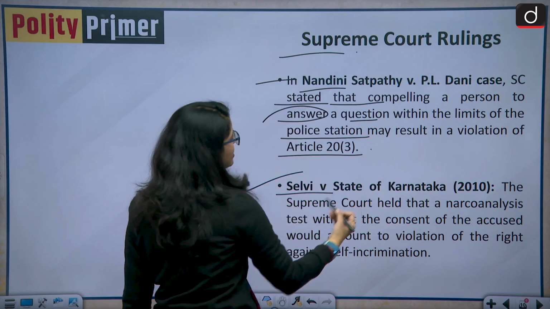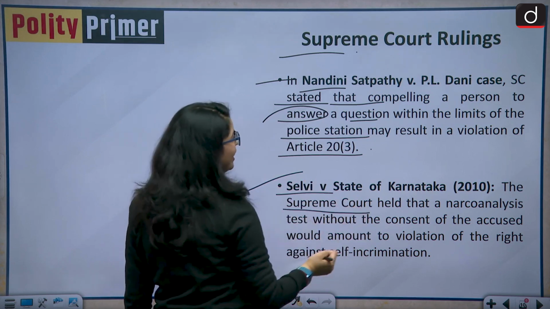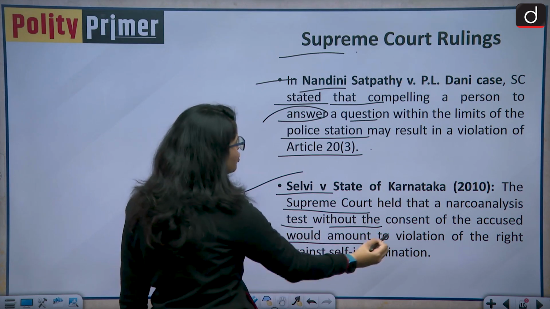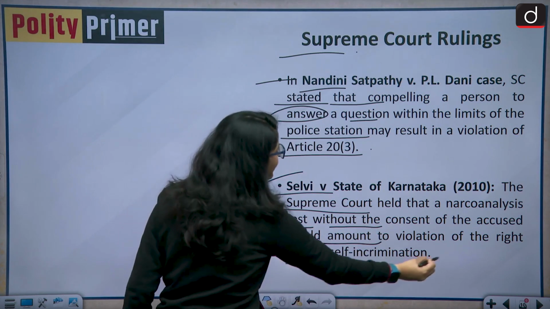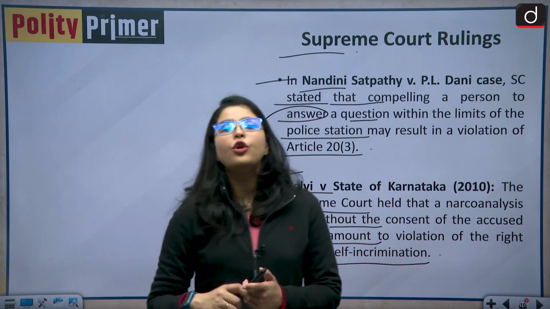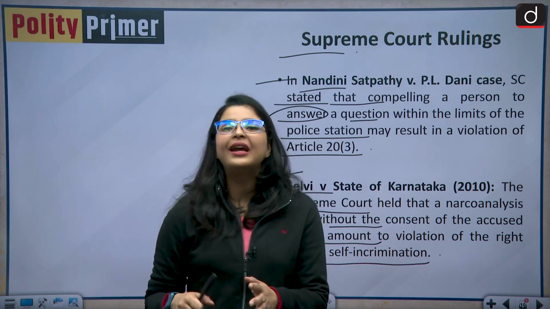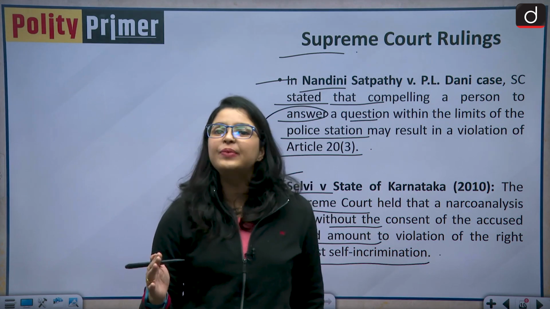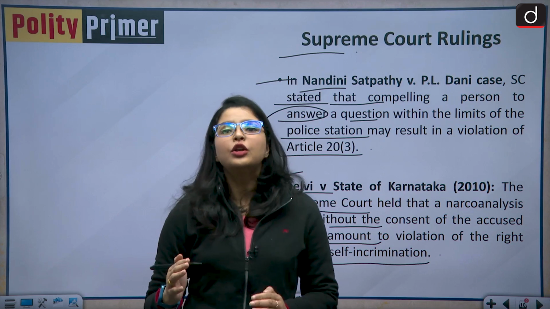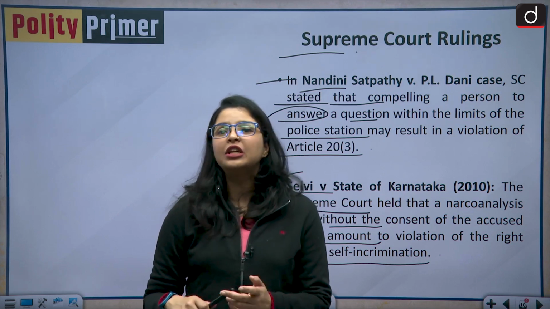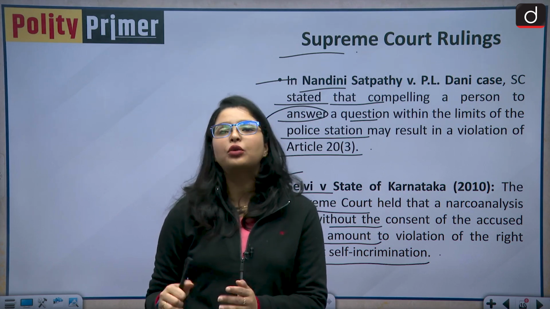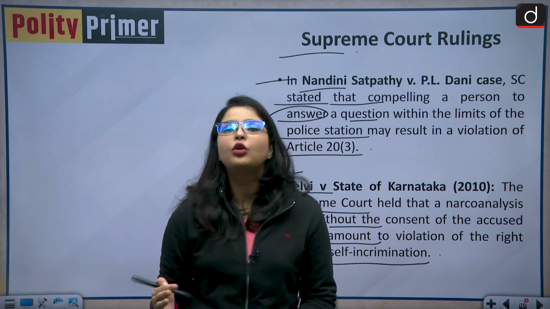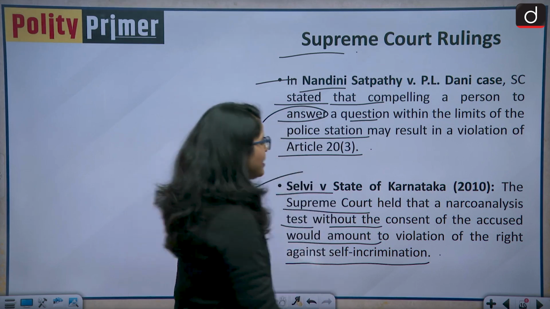Then in Selvi versus State of Karnataka, the Supreme Court held that a narco-analysis test without the consent of the accused would amount to a violation of the right against self-incrimination. So, polygraph test, narco-analysis test, all these tests are prohibited without the explicit consent of the accused. You cannot do unconsensual polygraph test and narco-analysis test of the accused and prove that evidence in the court. It should be voluntary in nature.